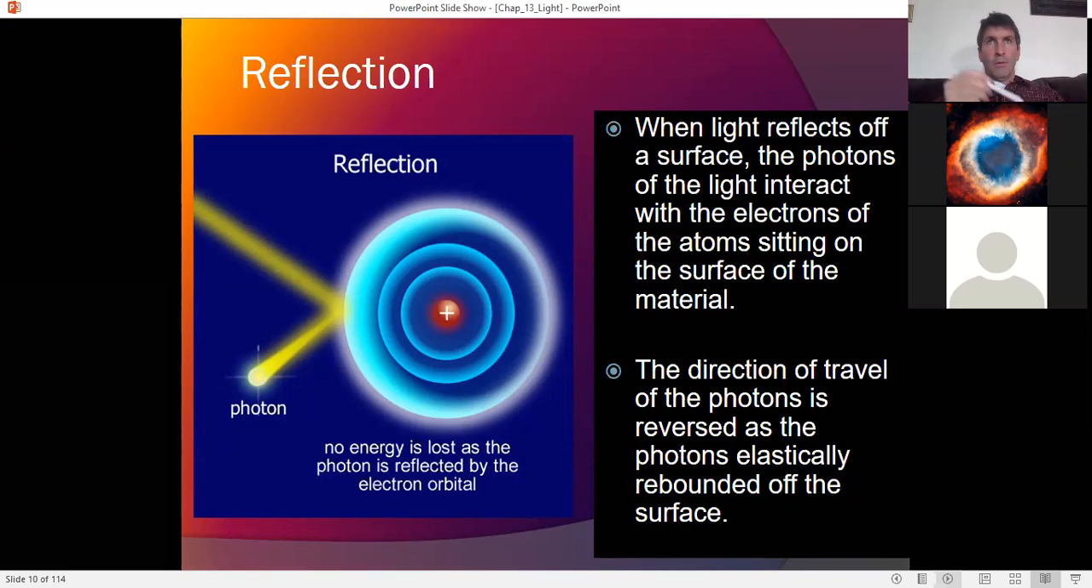Okay, so light can be absorbed by atoms, and light can be emitted by atoms. But when I'm looking at the room around me, I am seeing different objects because the light is bouncing off those objects and then returning to my eye, okay? That's a process that we call reflection. And in reflection, there's no energy loss. The photon just comes in, bounces off the atom, and goes out.